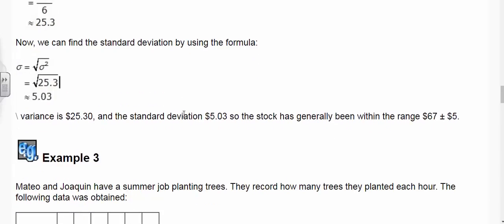And so what that means, and what's important here, is to understand what this is telling me: this is the amount that in general my stock bounces around the mean. So in this case, the mean is usually somewhere between 67 plus or minus $5. So something like 62 to 72 seems to be the trend that we're looking at this point.